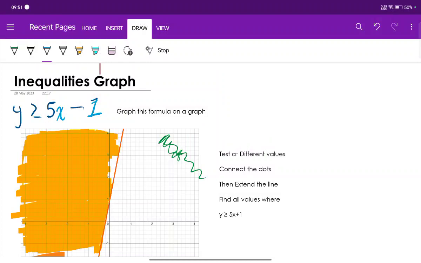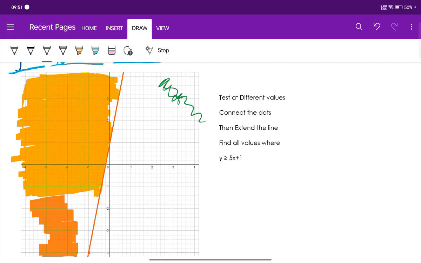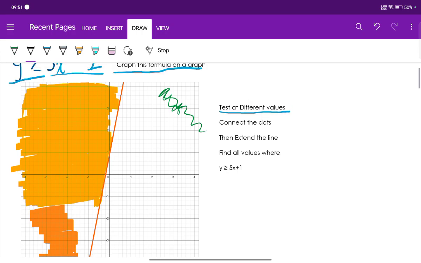Inequalities graph. We have to graph y is greater than or equal to 5x minus 1. Graph this formula on the graph. So first we will test at different values. So let's put x at 0.